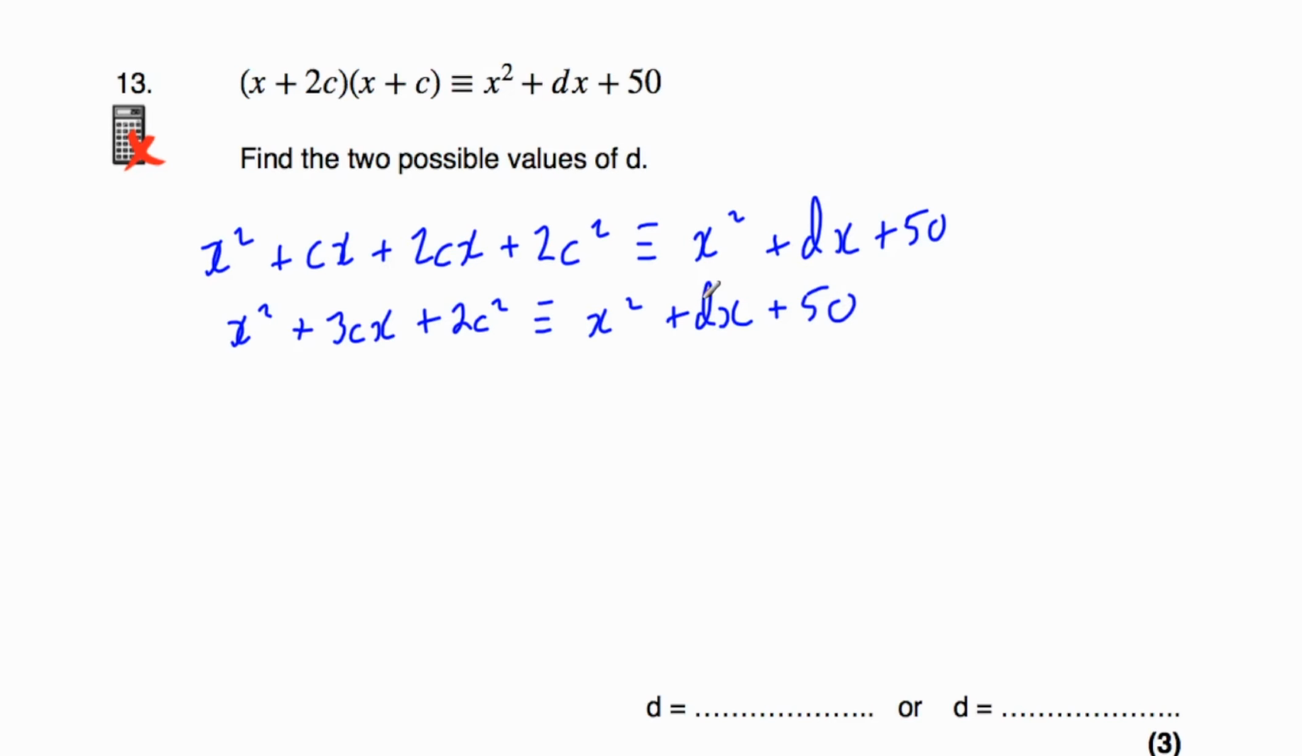Now the question says to find the two possible values for d. So let's equate our coefficients. I'm not going to equate the coefficients of x squared because we get 1 is equal to 1. So let's have a look at our other terms. Let's start off with x's.